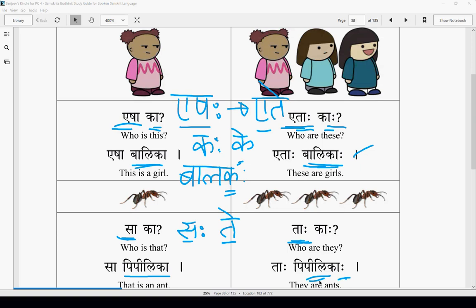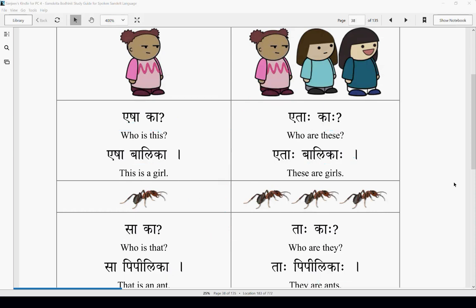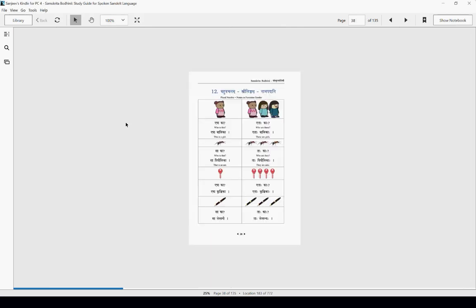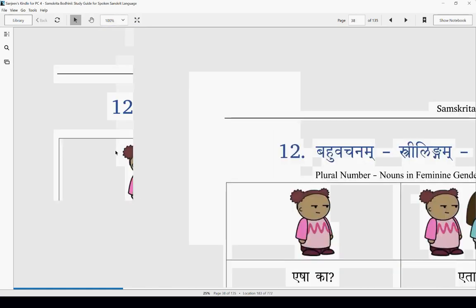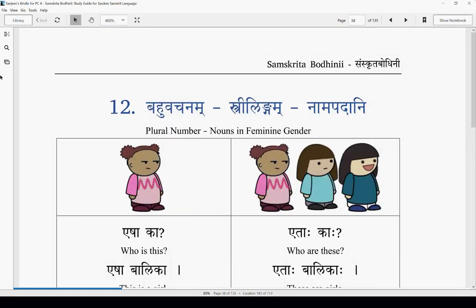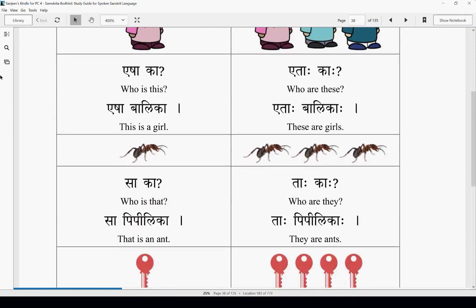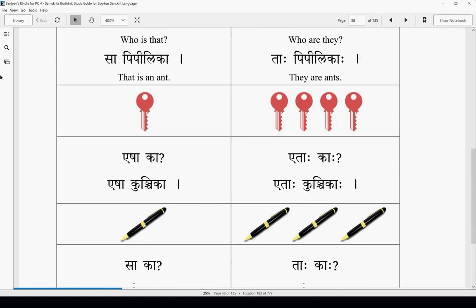Later on we'll make a chart of this, like eshaha in pullingam singular, pullingam plural, strilinga singular, strilinga plural of eshaha, ete, etc. We can make a chart so we have one place for reference. Okay, so next one also you can read. Pipilika, ants. Okay, next one.